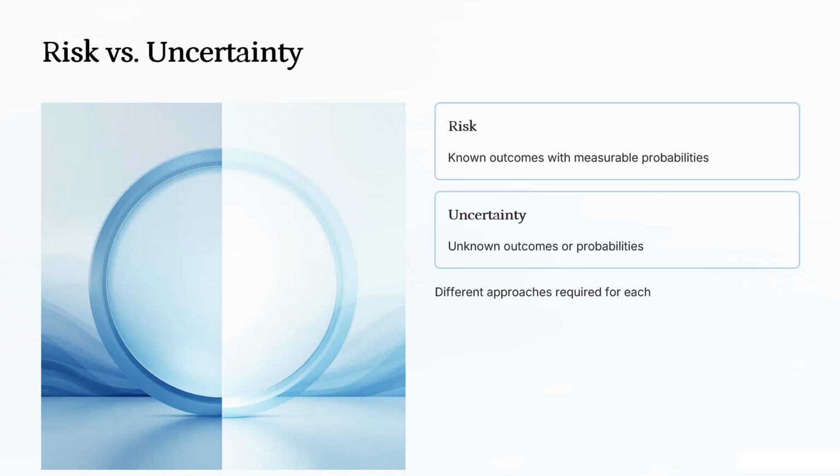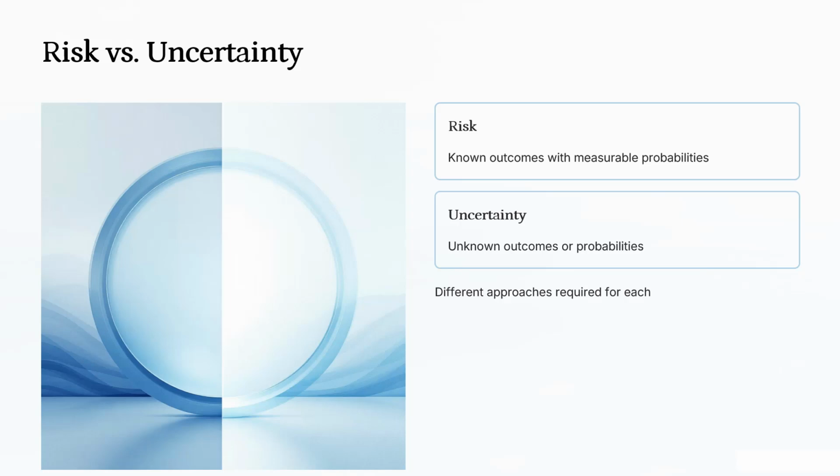Here's the difference. Risk means you know the possible outcomes and can assign probabilities. Uncertainty means the outcomes, or probabilities, are unknown or unreliable. In finance, we can model risk. In strategy, we often deal with uncertainty. Managing both requires different tools.